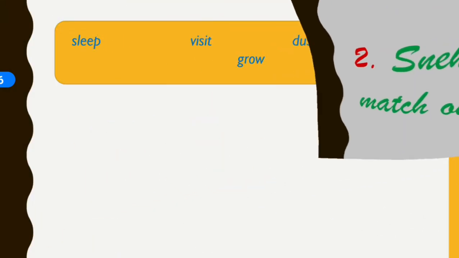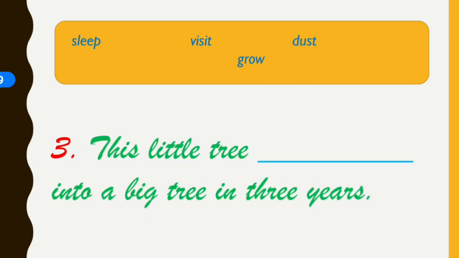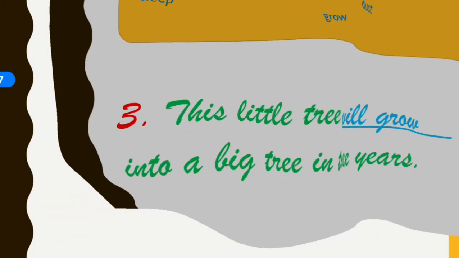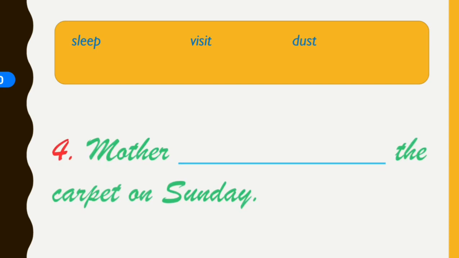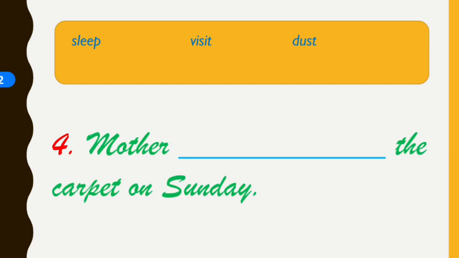Next one. This little tree dash into a big tree in 3 years. Sleep, visit, dust or grow. Very good. Will grow into a big tree in 3 years. Next one. Mother dash the carpet on Sunday. Sleep, visit or dust. Very good. Dust. Mother will dust the carpet on Sunday.